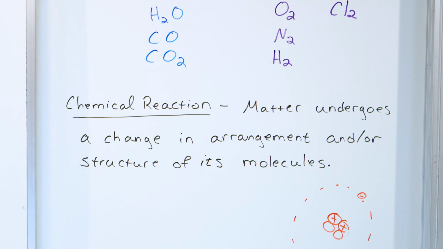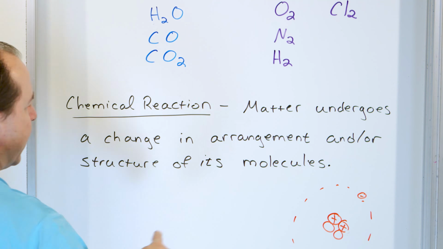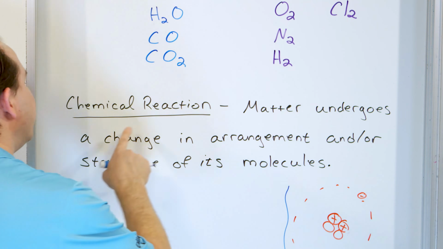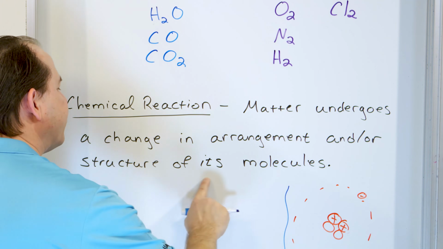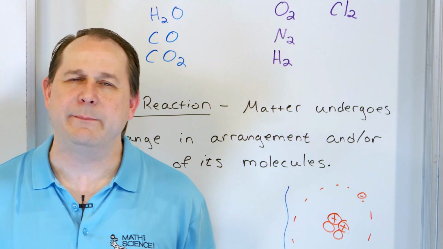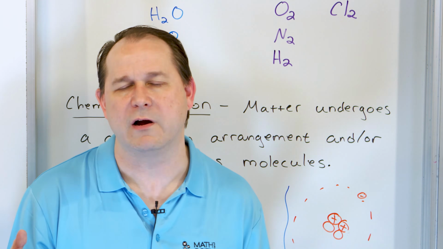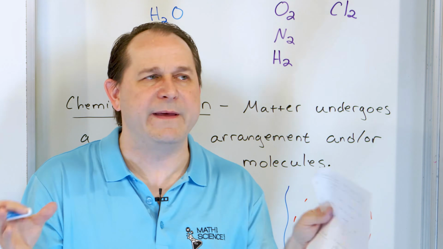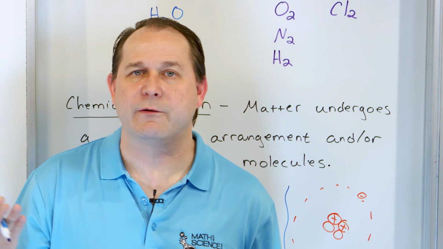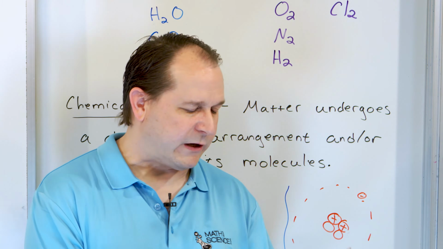All right, so chemical reaction. Let's move on to chemical reaction, and then we're going to wrap it up here. A chemical reaction is when matter undergoes a change in arrangement and/or structure of its molecules, and now you know all of these chemical reactions are really happening because the electric force is so strong that if there's ever any imbalance anywhere, things are going to rearrange to get to the lowest, more stable configuration of a state. That's what we call chemistry.